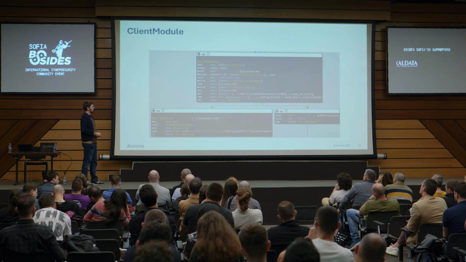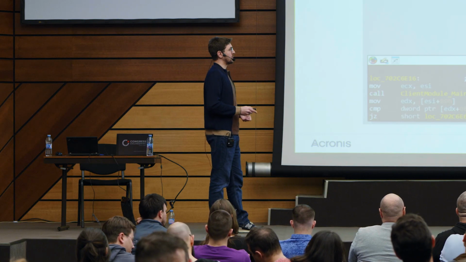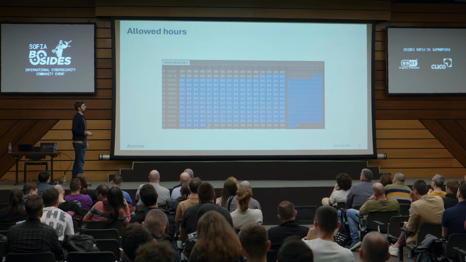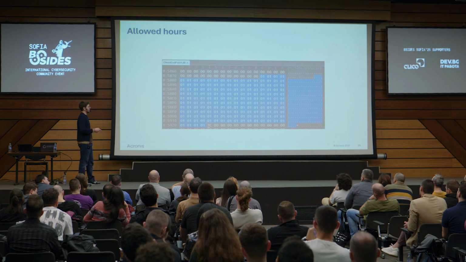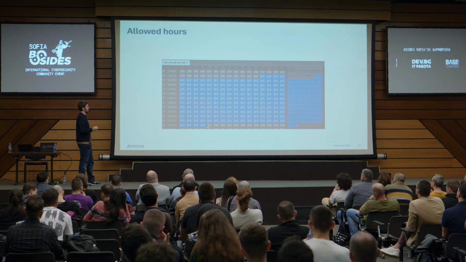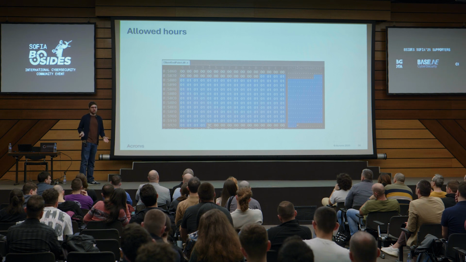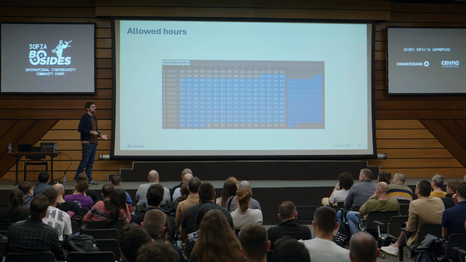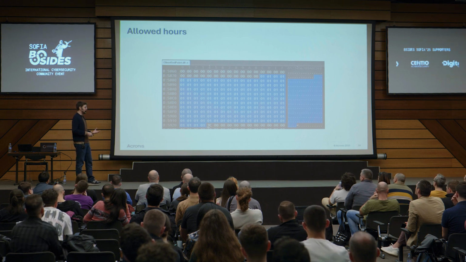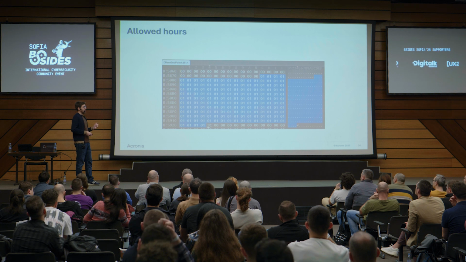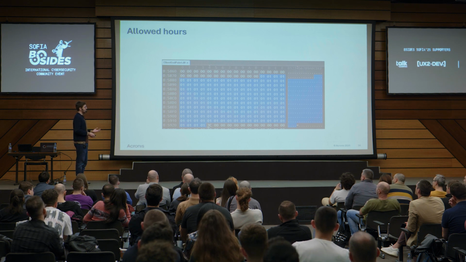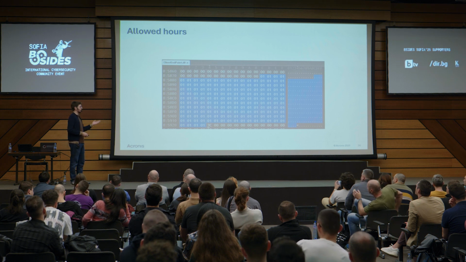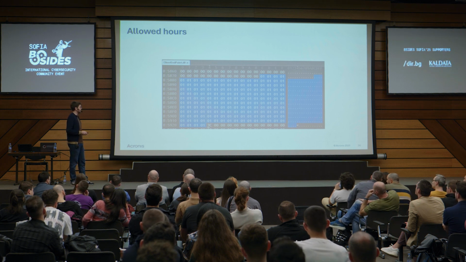The client module starts by checking the current time. It takes the current hour and compares it to an array of flags, which represent each hour in the week. If the flag is 1, then network communication is allowed. Otherwise, it sleeps. In this way, attackers can specify very precisely at what time they want to allow communication to the command and control. In our case, it was allowed all the time.